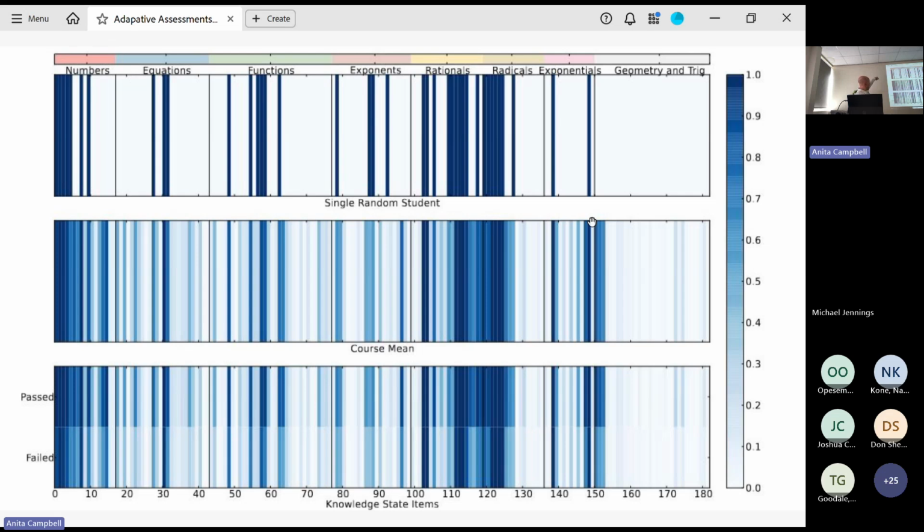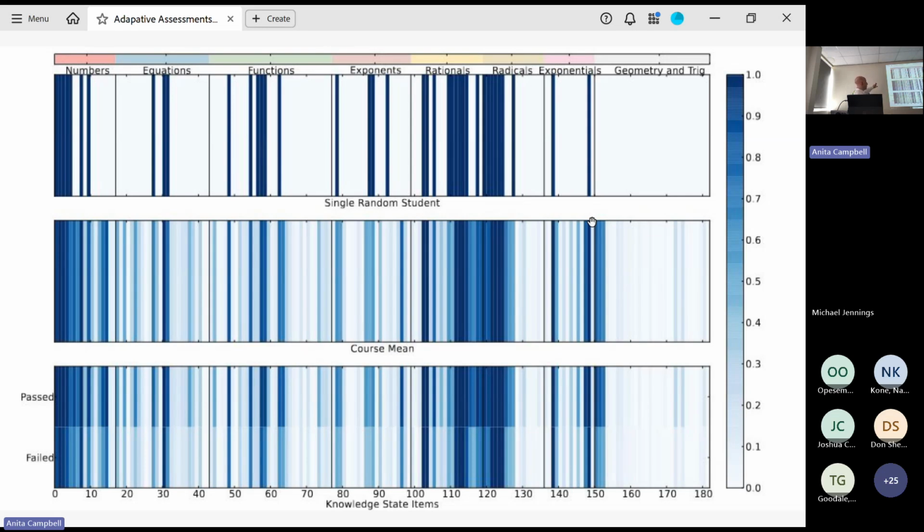And then whether there's a solid bar or an empty bar on the top chart means that for this specific random student that I selected, they could do that concept or they couldn't do that concept, whether it's filled or not. So you can see the student could do the first 4 or 5, and they're roughly grouped together by what kinds of questions they are. Are they about functions, or are they about geometry and trigonometry and so on.